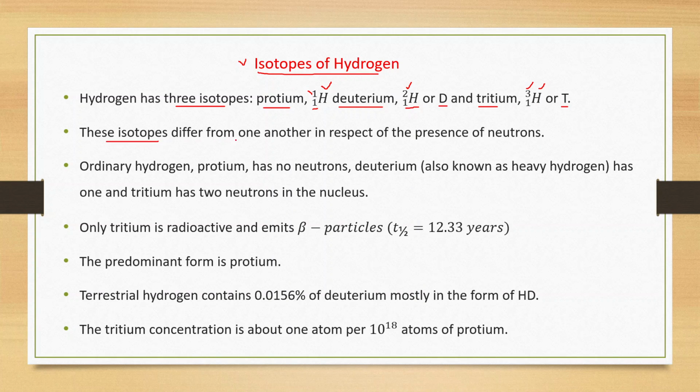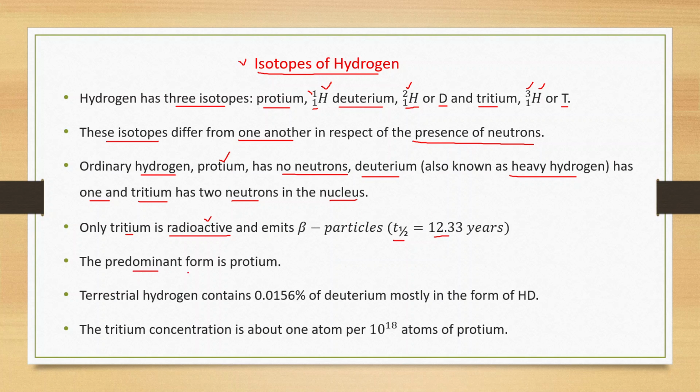These isotopes differ from one another in the number of neutrons. Actually, the difference in the mass number is due to the difference in the number of neutrons. Ordinary hydrogen, that is protium, has no neutrons. Deuterium, also known as heavy hydrogen, has 1 and tritium has 2 neutrons in the nucleus. Only tritium is radioactive. Now, what is the meaning of radioactive? That is, it emits beta rays. And the half-life period of radioactive tritium, t1/2, is 12.33 years.